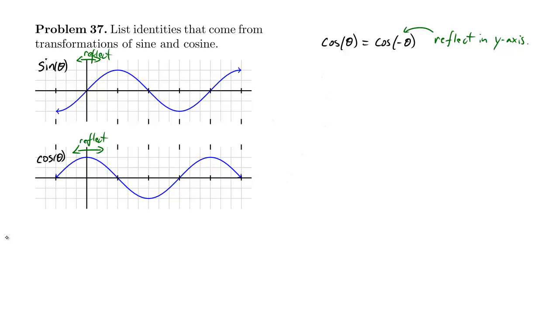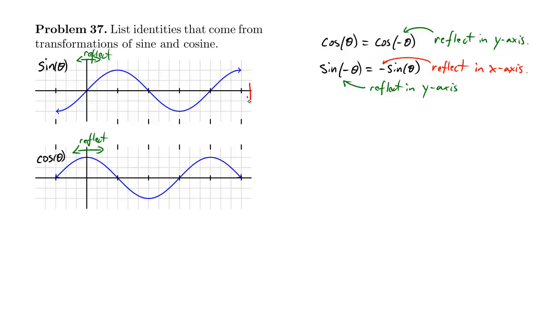If we reflect sine horizontally, it's the same as reflecting sine vertically. You'll notice that both the horizontal and the vertical reflections of sine pass through the origin, and at pi by 2 they both have height minus 1. So sine of minus theta, the horizontal reflection, is equal to minus sine of theta, the vertical reflection.